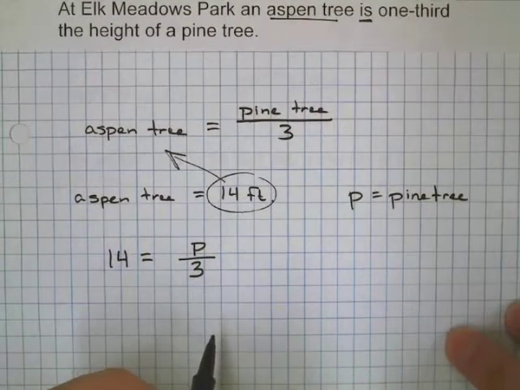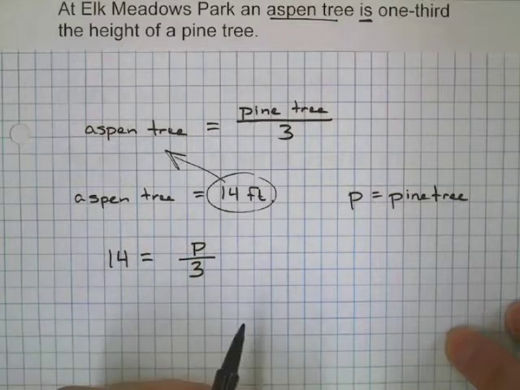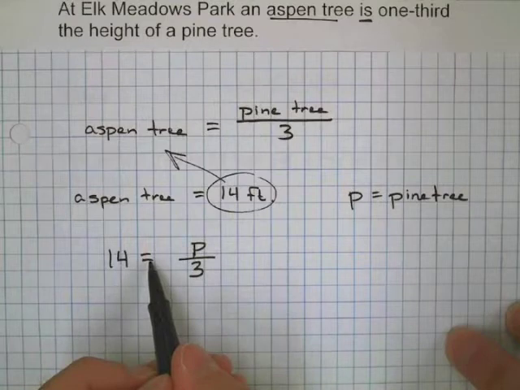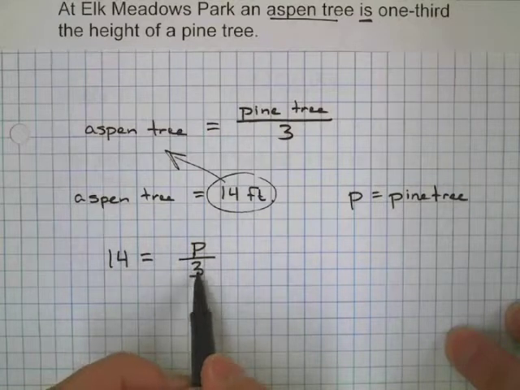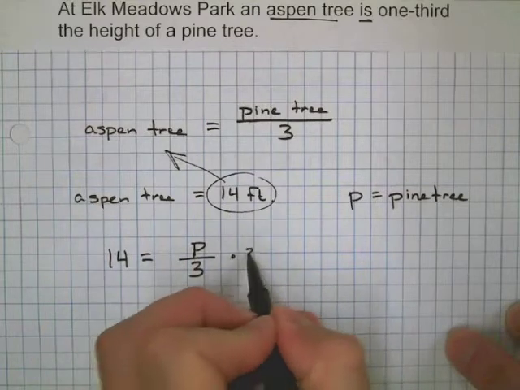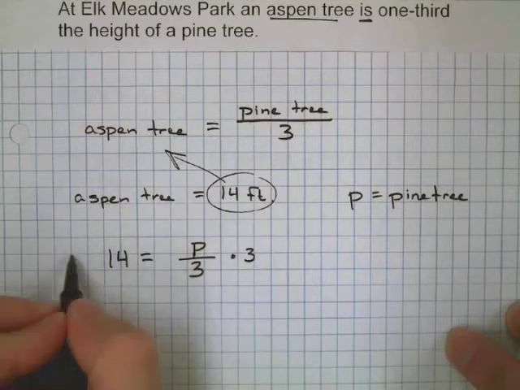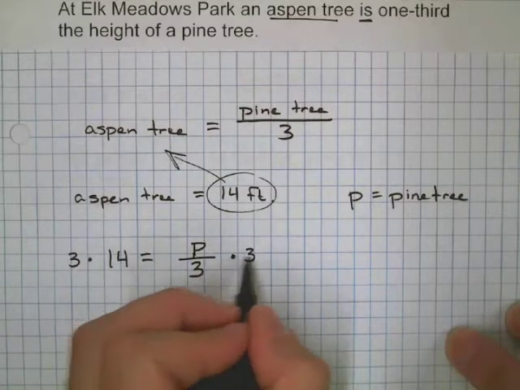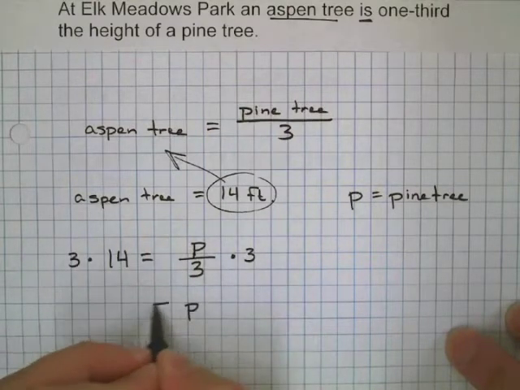So now I have a division equation. Well, I know how to solve that. I want to find P, I want to get it by itself on one side of the equation. I have it being divided by 3, so I need to do the inverse. I need to multiply by 3. And if I do it to one side, I'm going to do it to the other side. P divided by 3 times 3 is just the variable itself, just P.